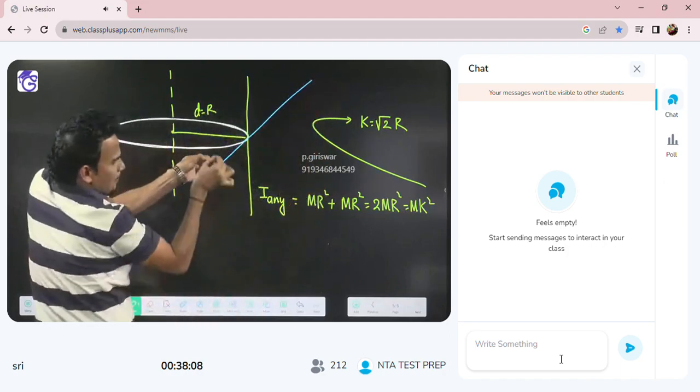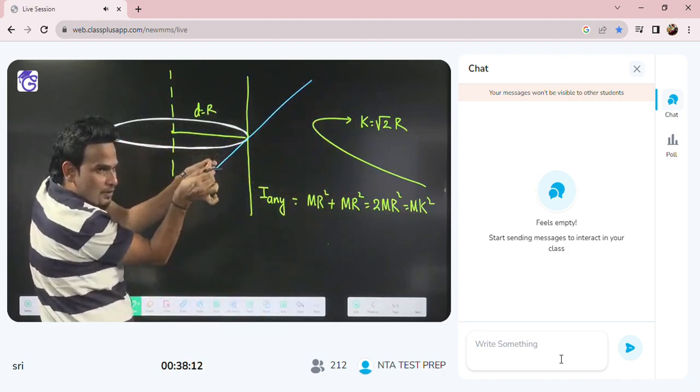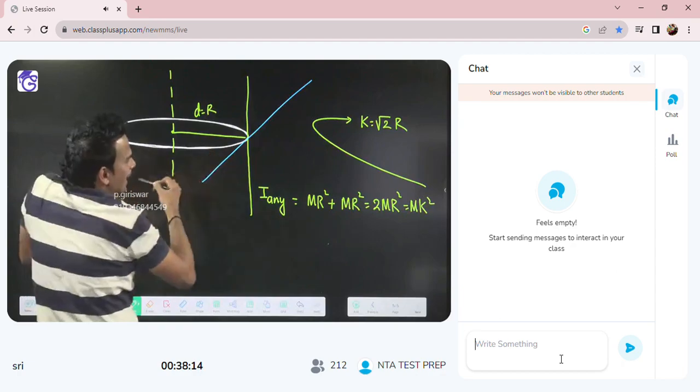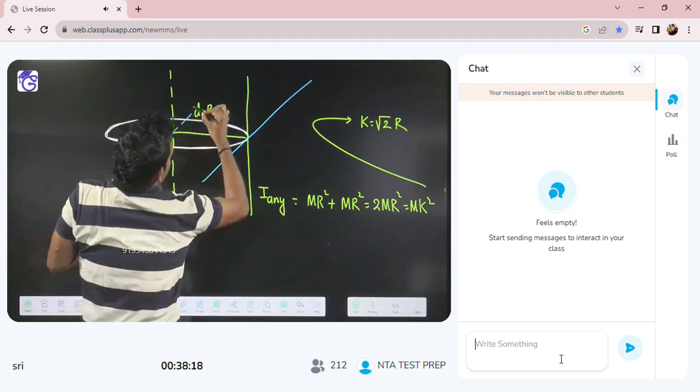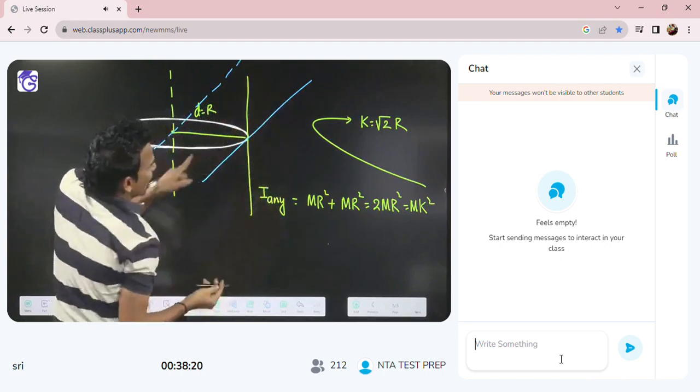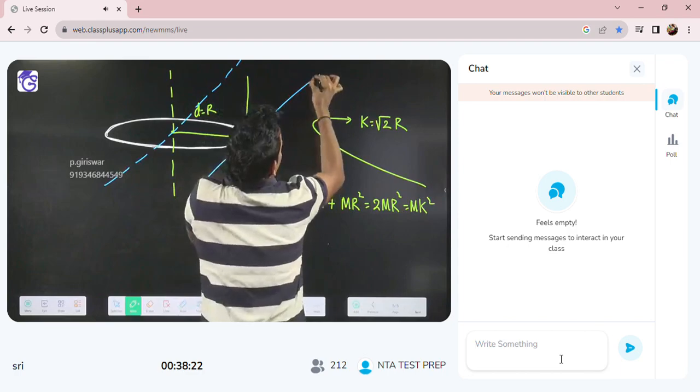Tangent in the plane means this is a tangent. I cannot represent it here because things will be in 3D. So now I_CM will be like this. Again you can find the tangent in the plane.